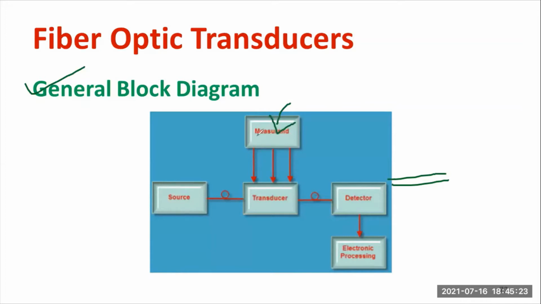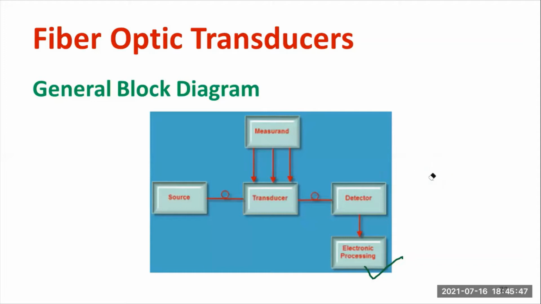And in between, you are connecting the measurand to the transducer part. Suppose any vibration is happening, and the vibration interacts with the transducer. Obviously, changes will take place in the light. So that will be reflected in the detector. The signal can then be directly connected to the electronic processing unit for further analysis. So this is how the fiber optic transducer operates.